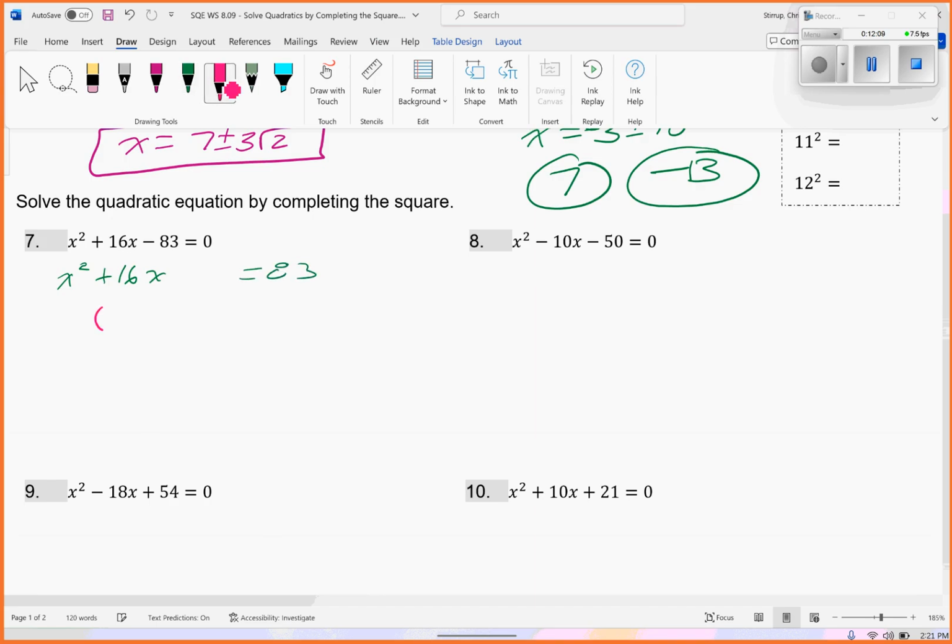Half of 16 is? What's the sign? Plus 8 squared. Add 64, add 64. So that's going to give me 147. Root.